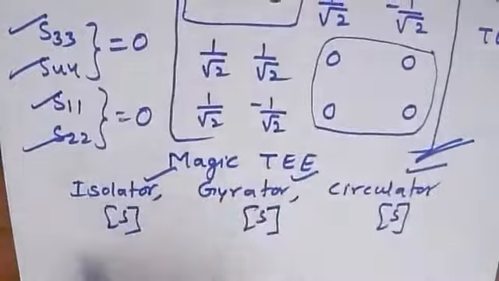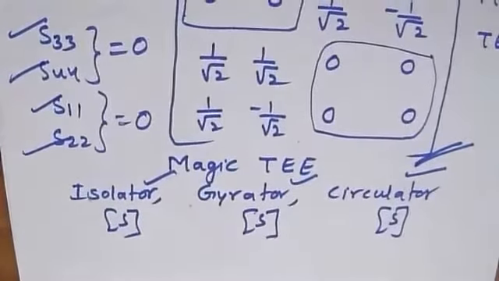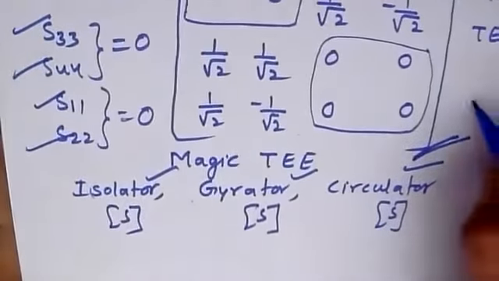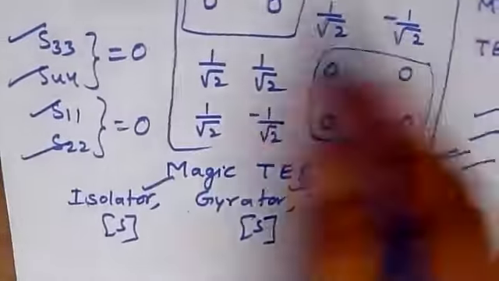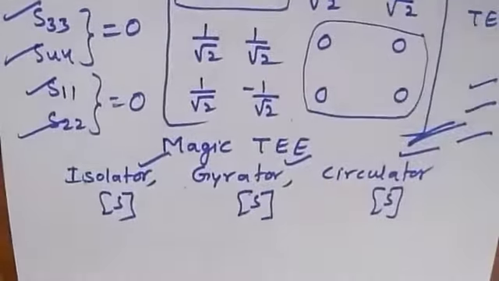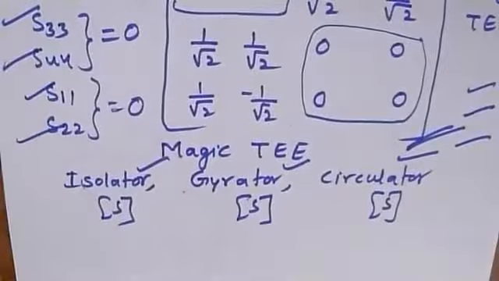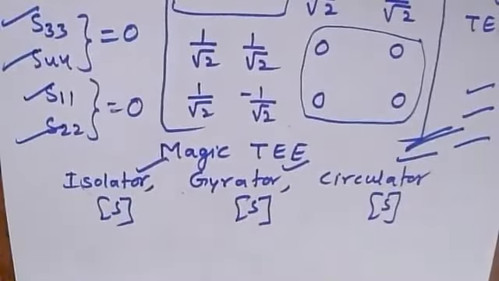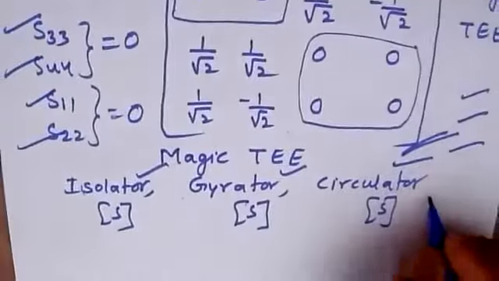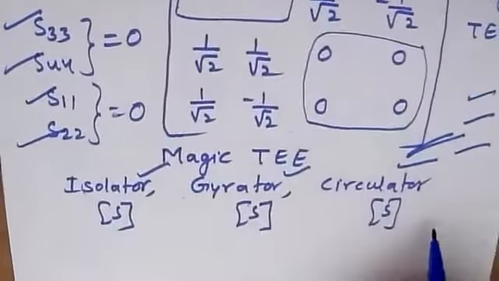Once we calculate the S matrix for these three combinations, then we are able to calculate the S matrices for all the ferrite components and microwave components, that is E plane, H plane, and magic T. Okay, we'll solve one or two example problems, and by that we'll be finishing this second unit.